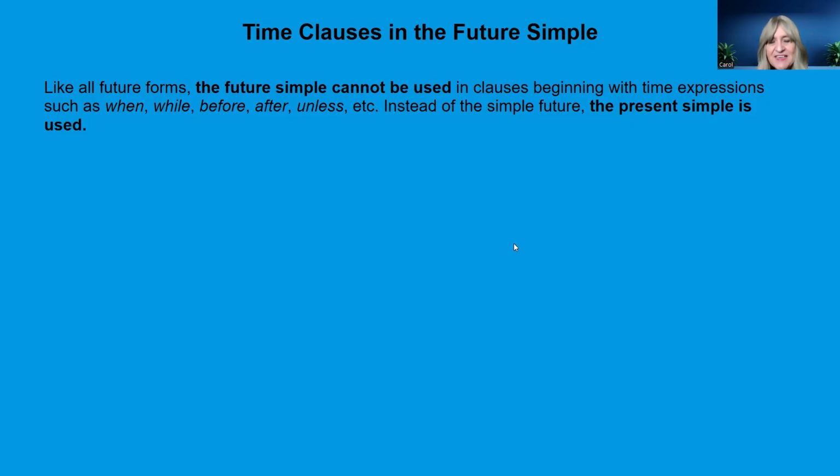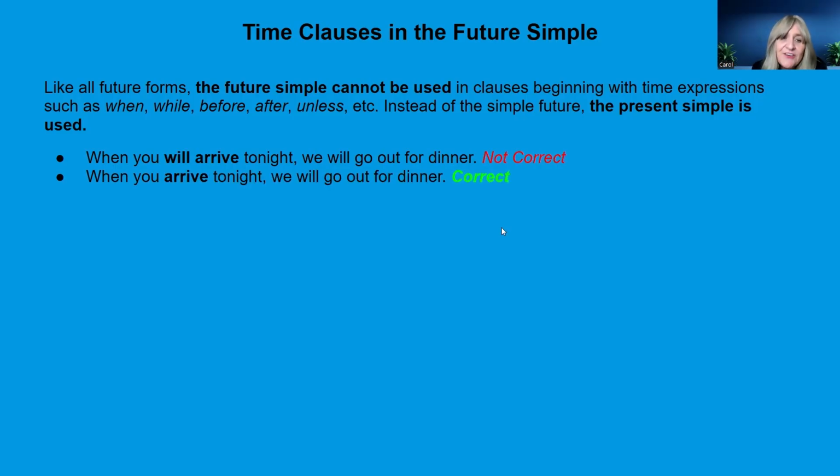So to make it a bit easier, let's look at some examples. Our first example, the time clause we're using is when. So: when you will arrive tonight, we will go out for dinner. No, we can't use that. We have to say, when you arrive tonight, we will go out for dinner.